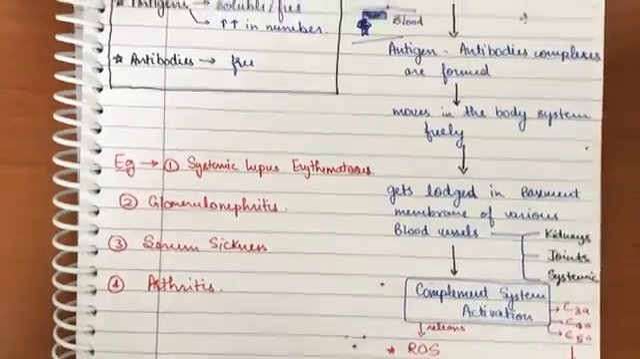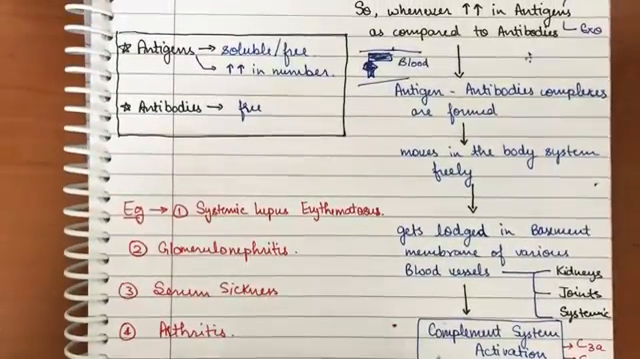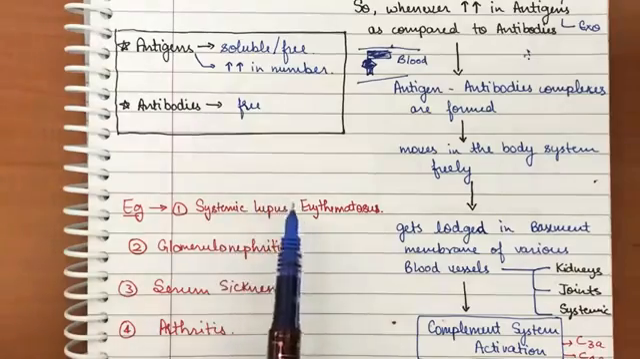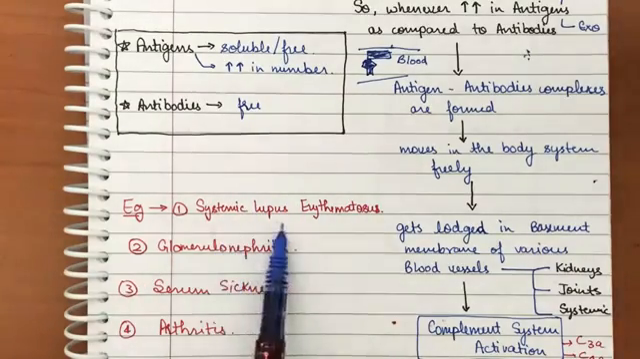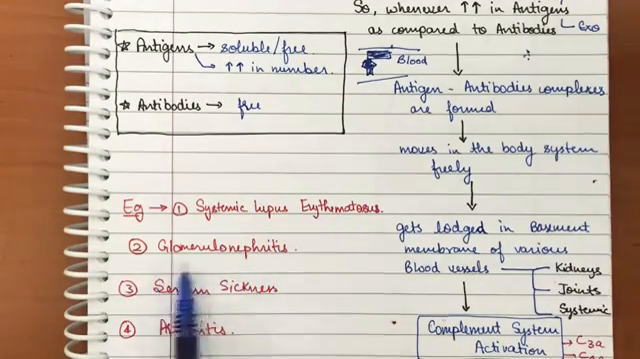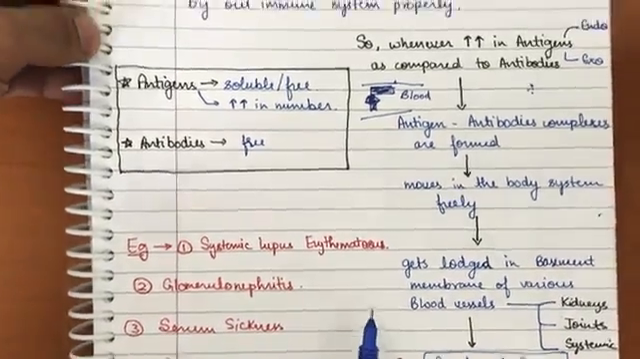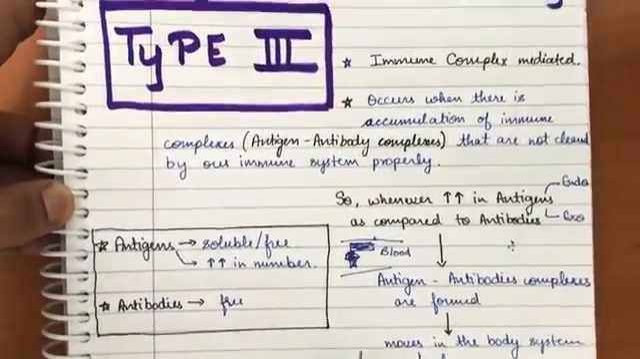cell damage. So what are certain examples in which type 3 hypersensitivity will occur? These are systemic lupus erythematosus, glomerulonephritis, serum sickness, and arthritis. So this is everything that you need to know about type 3 hypersensitivity reaction.